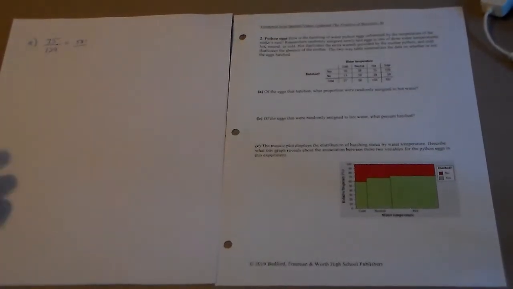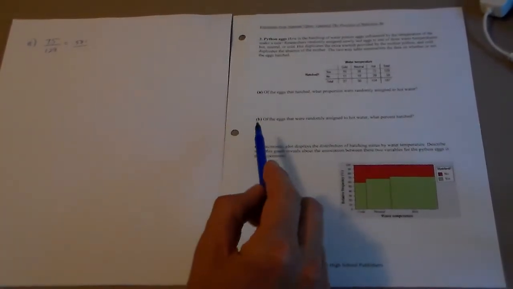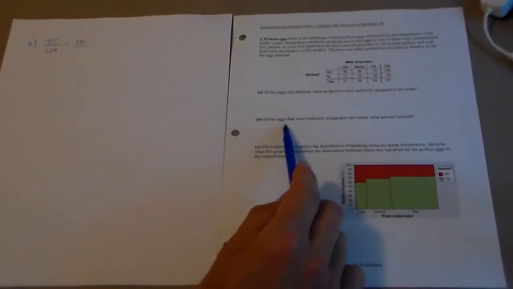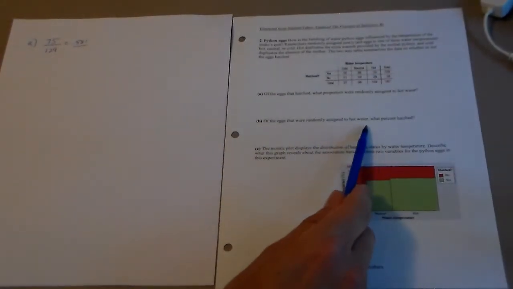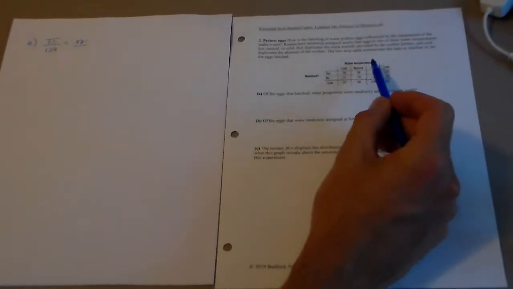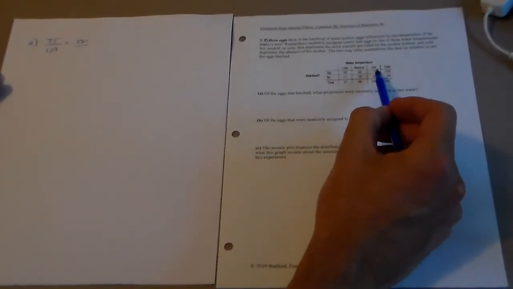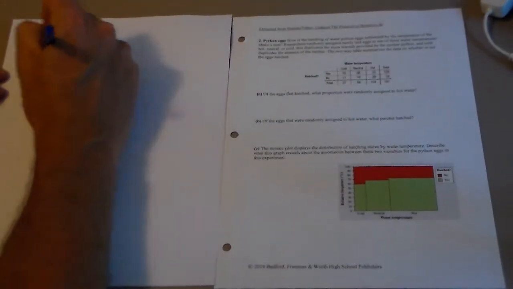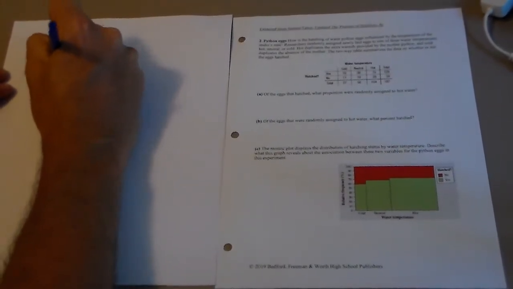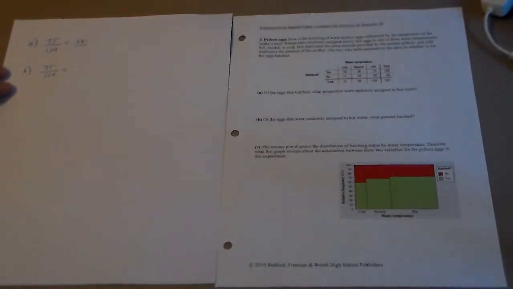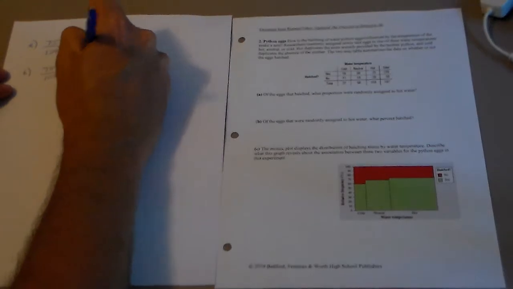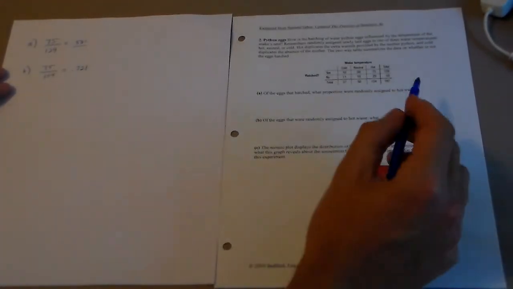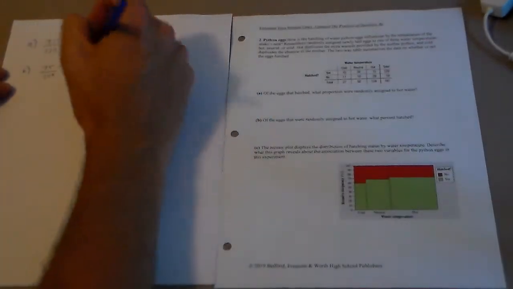So that's part A. Part B, they're giving you another condition, okay? Of the eggs that were randomly assigned to hot water. So we're only looking at the ones in hot water. Here's hot water. In this case, that's a column. Of the ones that were randomly assigned to hot water, what percent hatched? So here's the hot water. So it's 75 out of 104. So part B is 75 divided by 104. And that would be 0.721. Okay, and I guess they said percent. Here they said percent. So we could make that 72.1%.